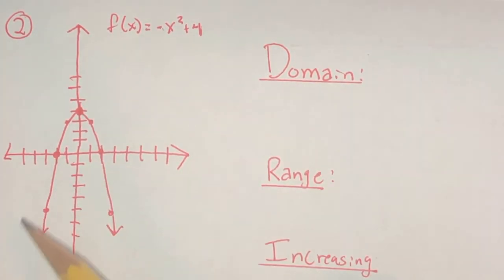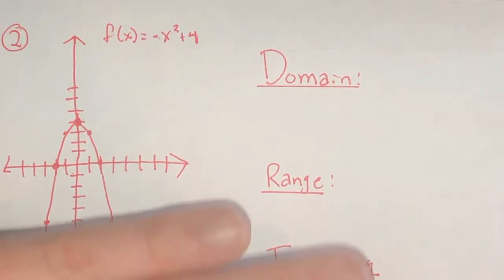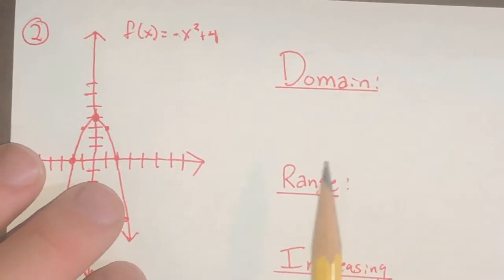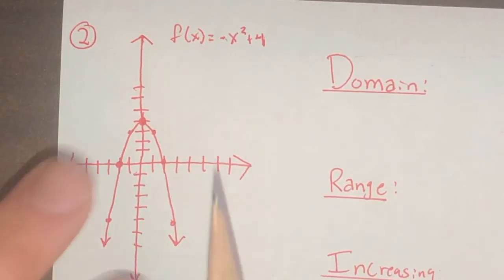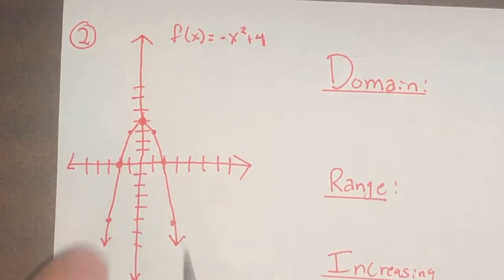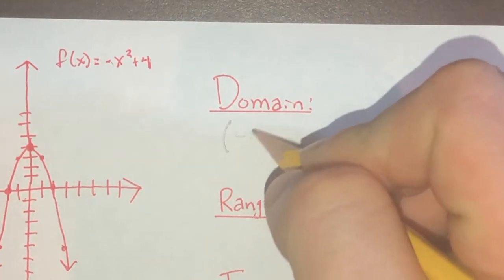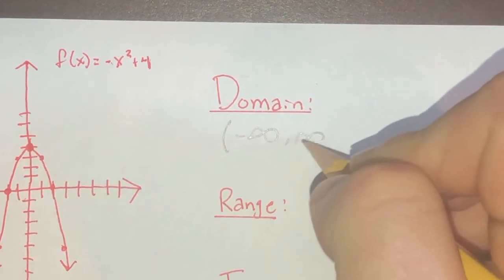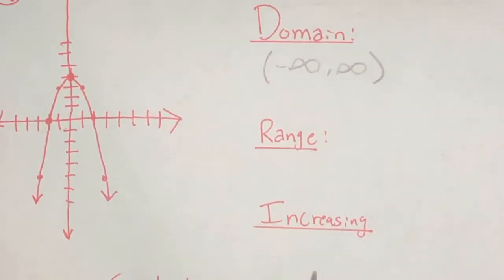Again, domain, notice, no holes, right? Remember, when you see the arrows, if it's good here, it's good there, right? Because we can just assume it's going to continue the same way it's going. So the domain, again, everything, it's all good. Everything's good, okay?